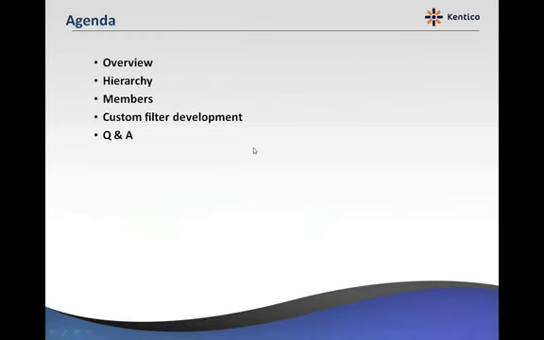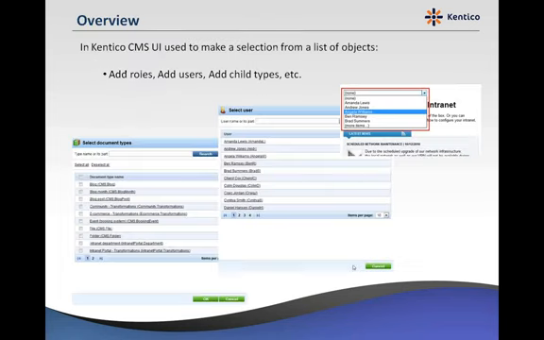Okay, so let's start with the agenda. The agenda is quite simple. As you can see, we will again take a look at the overview, the UniSelector hierarchy. We will list all the important members, properties, and events of the UniSelector, along with the examples that I prepared, and we will also cover development of a custom filter that can be used with UniSelector to filter out data, and then at the end we will have time for your questions and answers. So let's start.